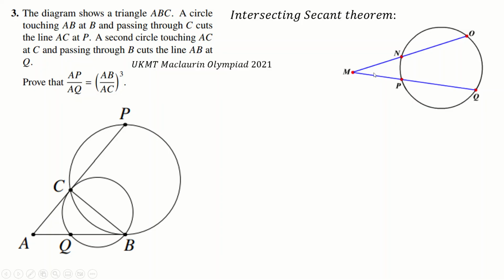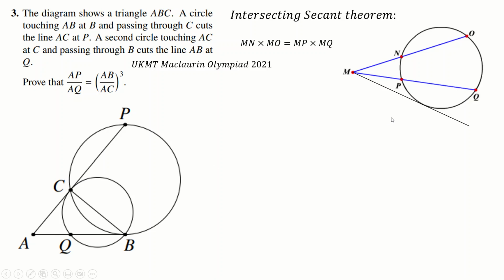If you have 2 secants, this is a secant, so not a tangent that just touches it, but something that goes through it and passes through like this. If you have 2 of them, then the distance MN times the distance MO, in this case, is equal to the distance MP times the distance MQ. Which is kind of interesting, and well worth knowing because it can get questions like this done very, very quickly.